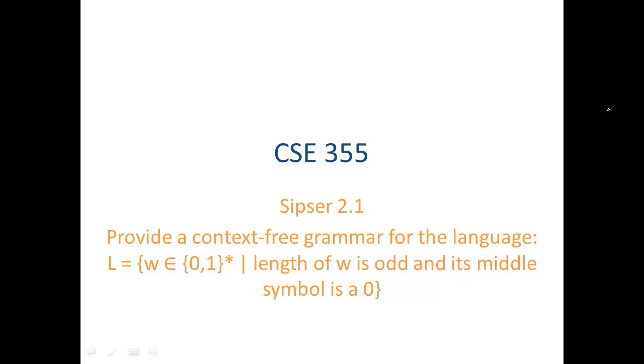In this video, we will look at how to provide a context-free grammar for the language L, the set of strings W from alphabet 0, 1, such that the length of W is odd and its middle symbol is a 0. So first, let's create our list of strings in the language and a list of strings that are not in the language.